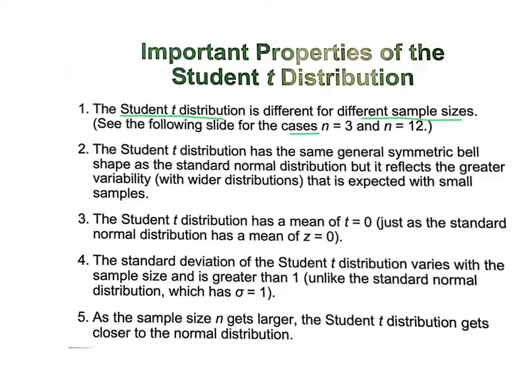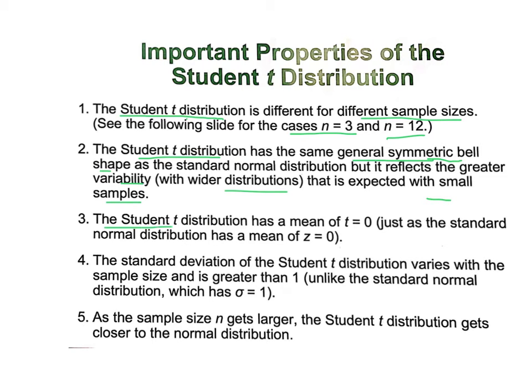And I'm going to show the next slide. I'm going to show you what it looks like when sample size is 3 or sample size is 12. The student t distribution has the same general symmetric bell shape as a standard normal curve, but it does have greater variability with a wider distribution. Because the sample sizes are smaller, it's going to vary a little bit more, and you should expect that.